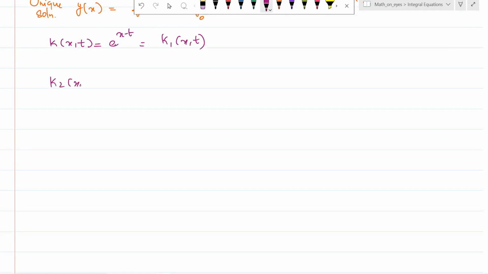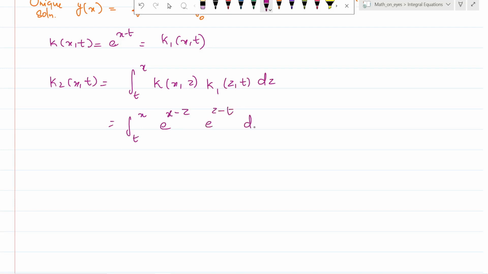So k2 of x comma t will be equal to the integral t to x of k of x comma z into k1 of z comma t into dz, which is equal to the integral t to x of k of x comma z, which is e to the power x minus z, times k1 of z comma t, which will be e to the power z minus t, into dz, which is equal to the integral t to x of e to the power x minus z plus z minus t into dz. Plus z and minus z cancel each other. We will have the integral t to x of e to the power x minus t into dz.